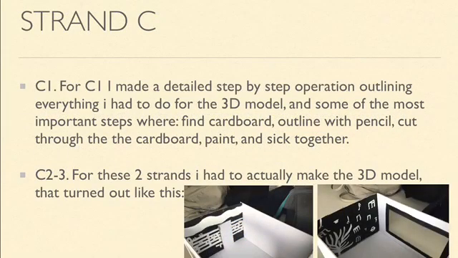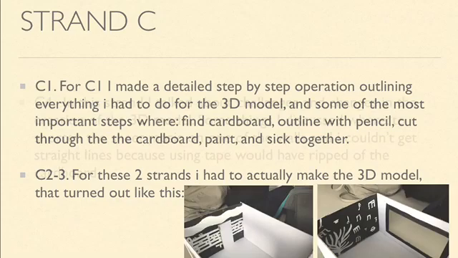Strand C, C1. For C1, I made a detailed step-by-step operation outlining everything I had to do for the 3D model, and some of the most important steps were find cardboard, outline with pencil, cut through the cardboard, paint and stick together. C2 and 3. For these two strands, I had to actually make the 3D model and it turned out like this.